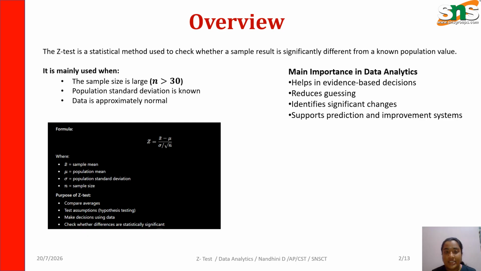What is a Z test? It is a statistical method that is used to check whether the sample result is significantly different from a known population mean. For example, n must be greater than 30. For this, there is a formula: z test is equal to x bar minus mu, where mu is known as the population mean, sigma stands for standard deviation, and n is the sample size. These are all been said here.